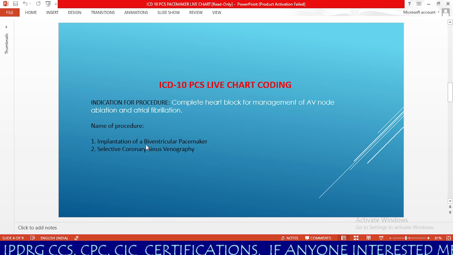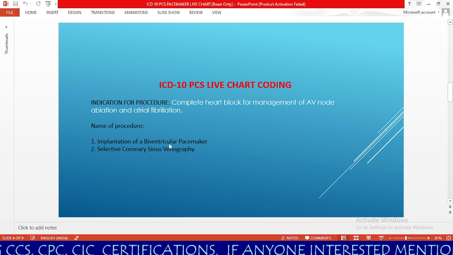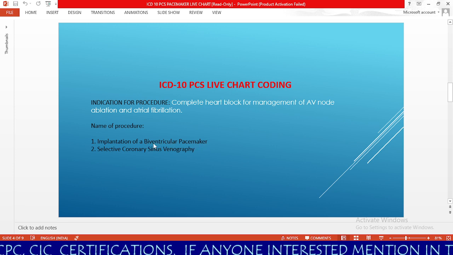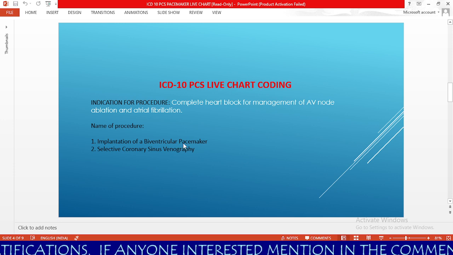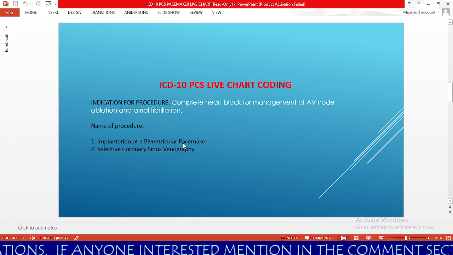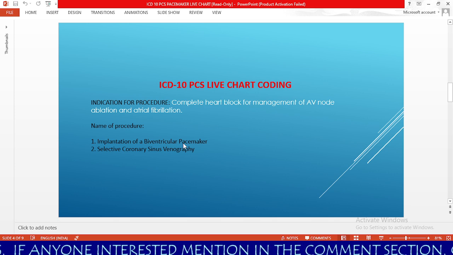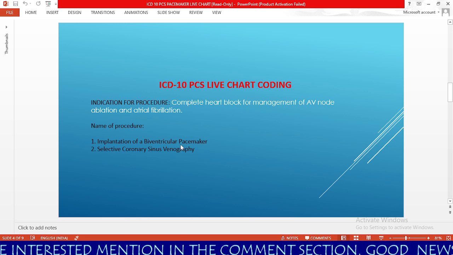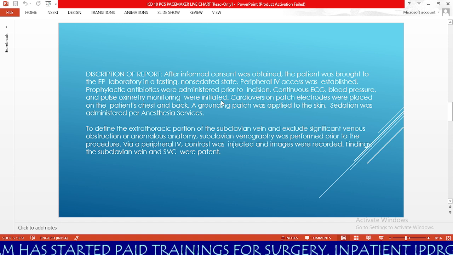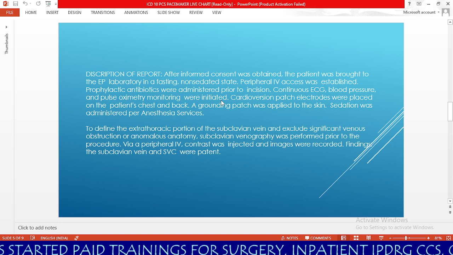So basically here the physician is inserting the biventricular pacemaker. We need to understand that the physician is inserting three leads. As we have discussed previously, a biventricular pacemaker consists of leads in two ventricles as well as the right atrium. So we will read the operative report in order to code it properly.